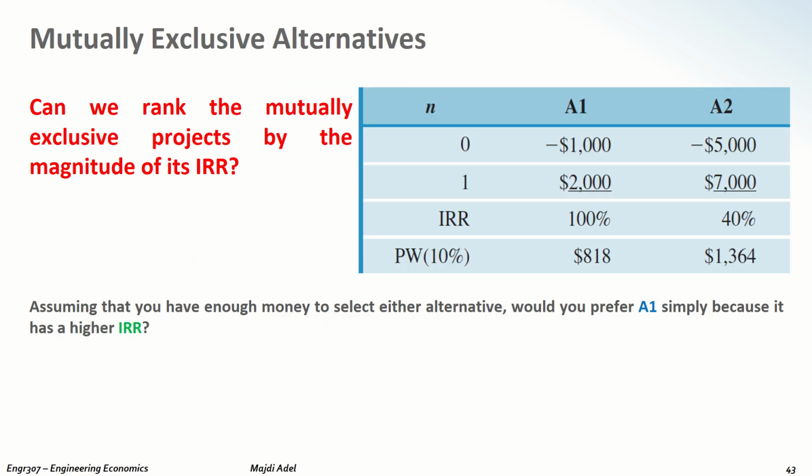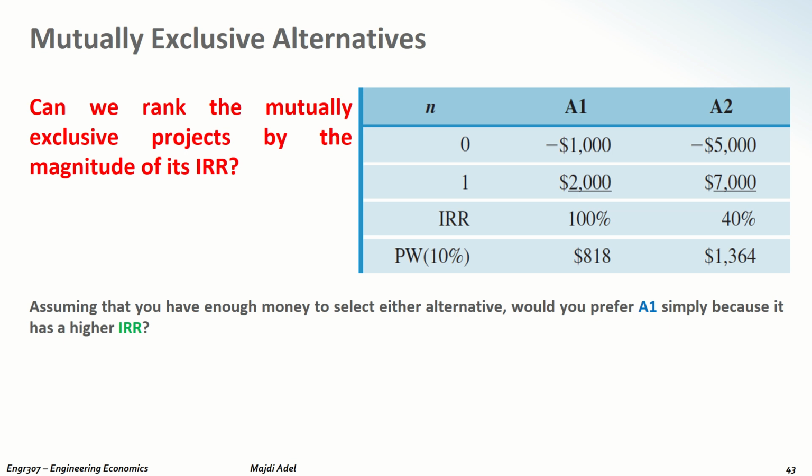Now we go to mutually exclusive alternatives. In mutually exclusive alternatives, when we decide between two different options, it's not correct to choose the project with the highest rate of return. If you remember, in the present worth criteria, the annual equivalent, or the future worth criteria, we choose the project with the highest present worth or the highest annual equivalent. But this is not true for the internal rate of return criteria.